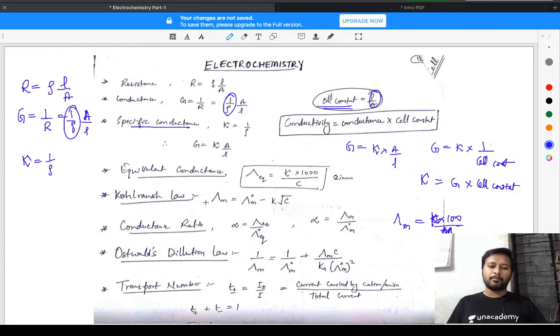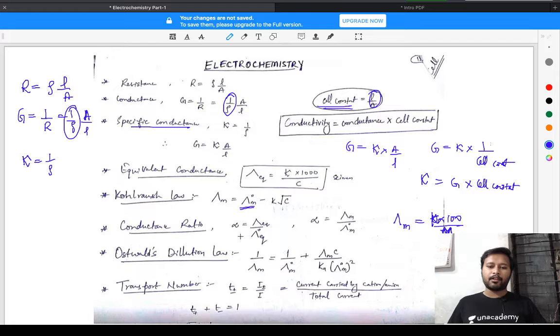Kohlrausch law tells you about the molar conductivity of a particular solution, and lambda naught m is the molar conductivity at infinite dilution. If you keep on diluting the solution, what is going to happen to the conductivity? When you dilute a solution, the molar conductivity is going to increase. So Kohlrausch law says lambda m is equal to lambda naught m minus k under root c, where c is the concentration and k is a constant. It's not kappa.